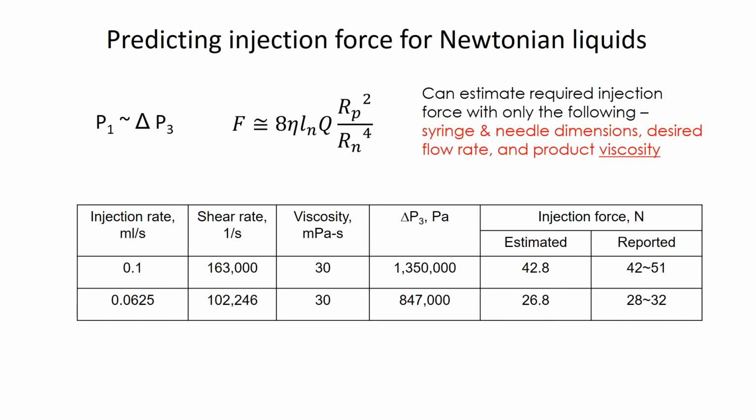And our table here just shows an example for two different injection rates and a particular fluid viscosity, what the estimated injection force would be in newtons as compared to what was reported. And so you can see that the estimate is quite comparable to the reported value. And so this is just a practical example of how you can use viscosity to help you develop your products.